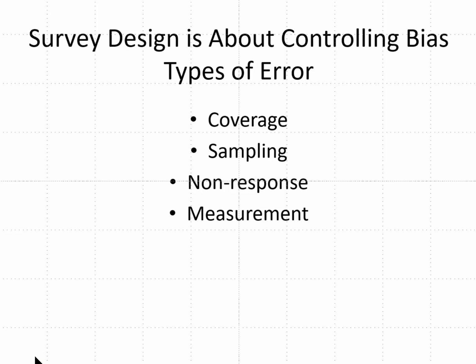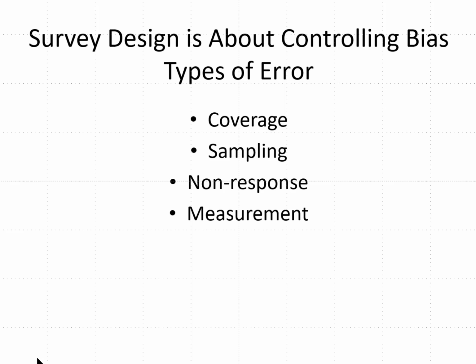In this discussion, we're going to talk about controlling bias. Well, we're going to at least talk about the types of bias that there are, types of error. Bias is systematic error. It's what keeps us from getting at the real underlying truth. There's four types we're going to talk about.